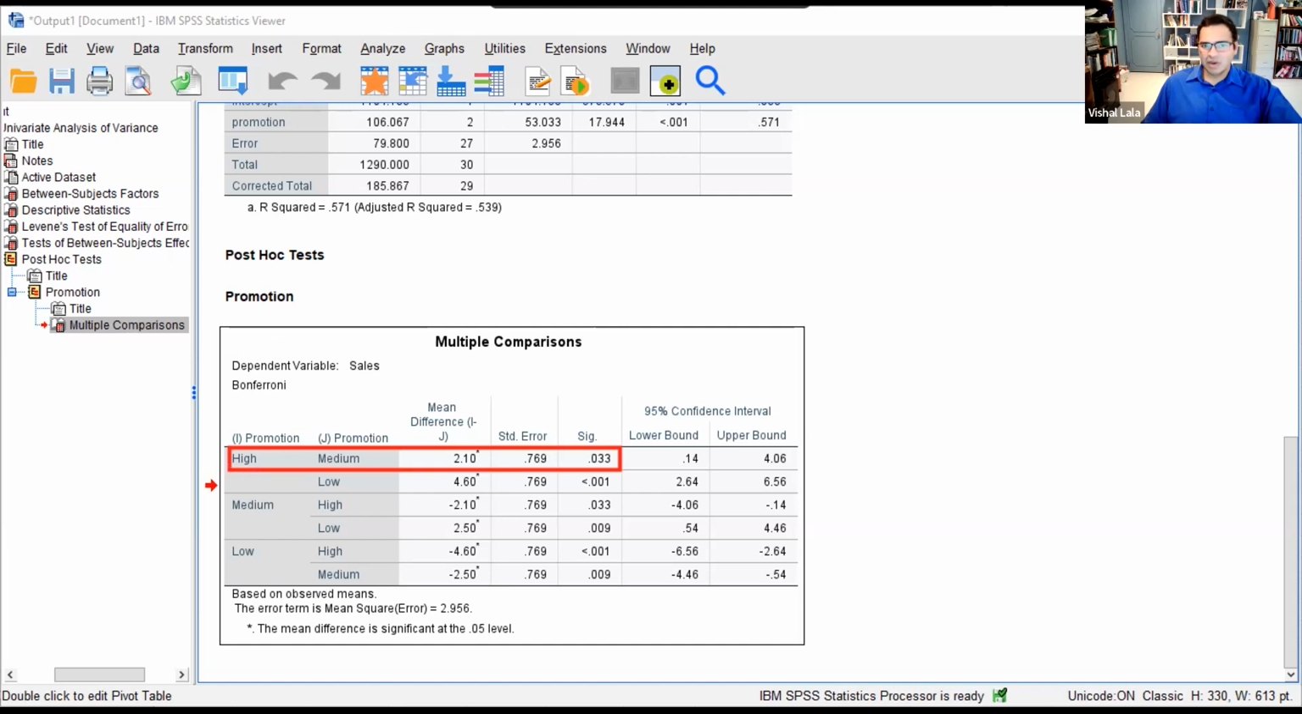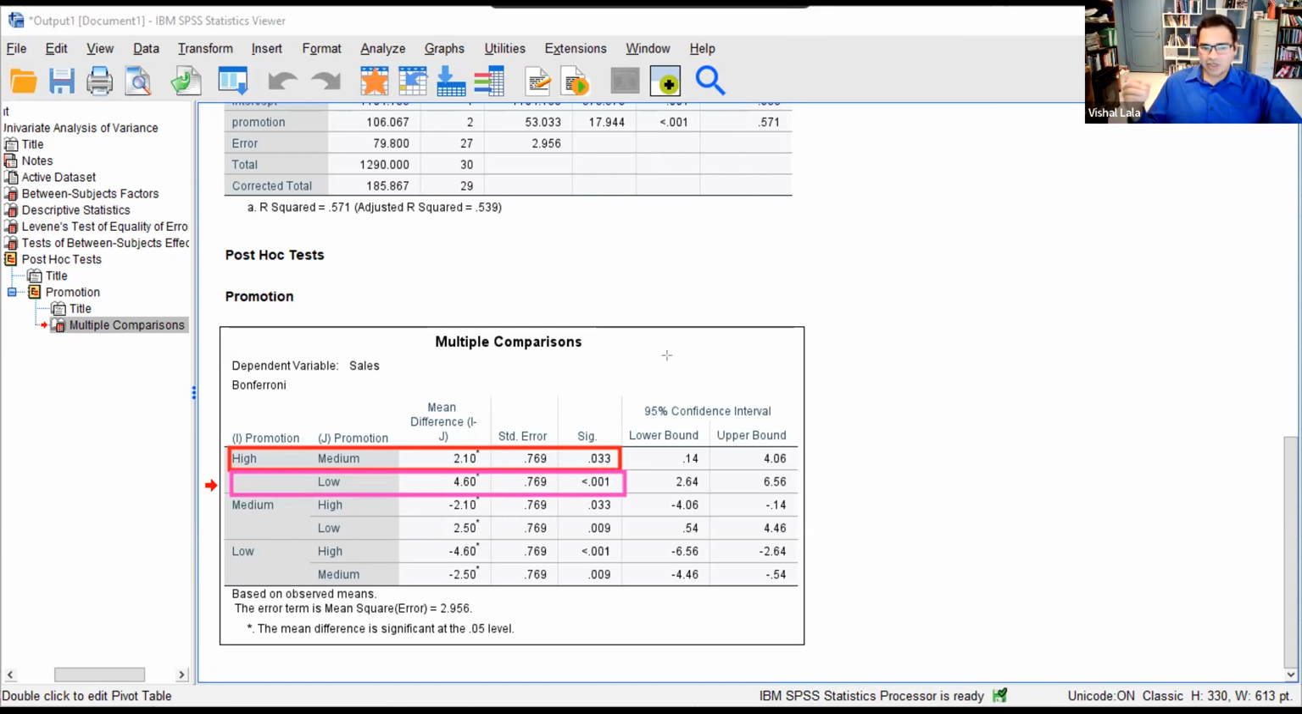So I'll draw another box here for low. Maybe I'll use a different color. And here's our box for high and low. So next we compare high to low. In that contrast, you can see that high and low have a bigger difference of 4.6, and that difference is also statistically significant. So we compared high and medium, and high and low.